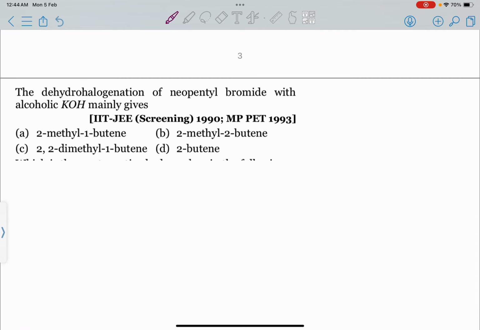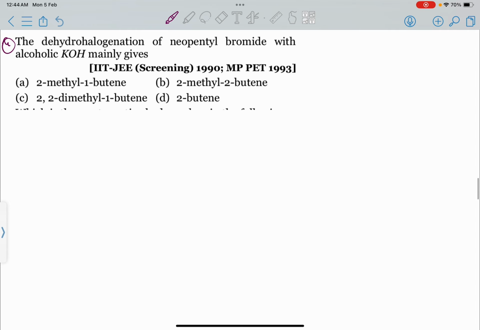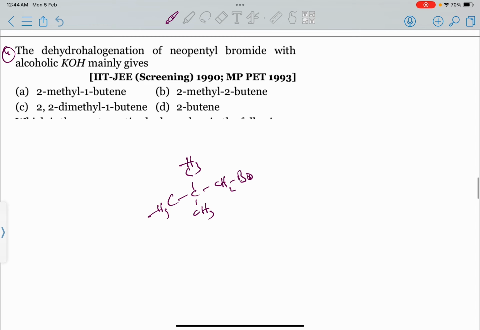Okay, Nana. I'm moving further. And our next, fourth question is the dehydrohalogenation of neopentyl bromide. What is neopentyl bromide now? This is neopentyl bromide, right? What happens with neopentyl bromide with alcoholic KOH? It's a very simple question, Nana, the same question which we have done before. In the presence of alcoholic KOH, it will be doing dehydrohalogenation.